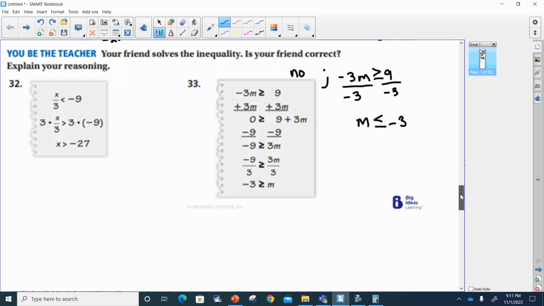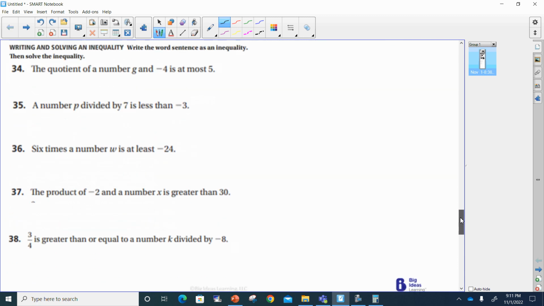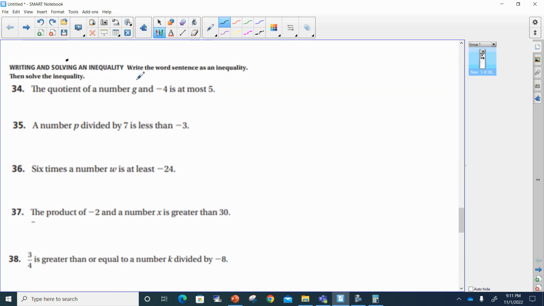All right, let's go down to number 35. This says writing and solving inequality. Write the word sentence as an inequality, then solve it. 35 says the number p divided by 7. So I've got p, I'm dividing it by 7, is less than, this means a less than, -3. All right, when I solve this, I have to get p by itself.